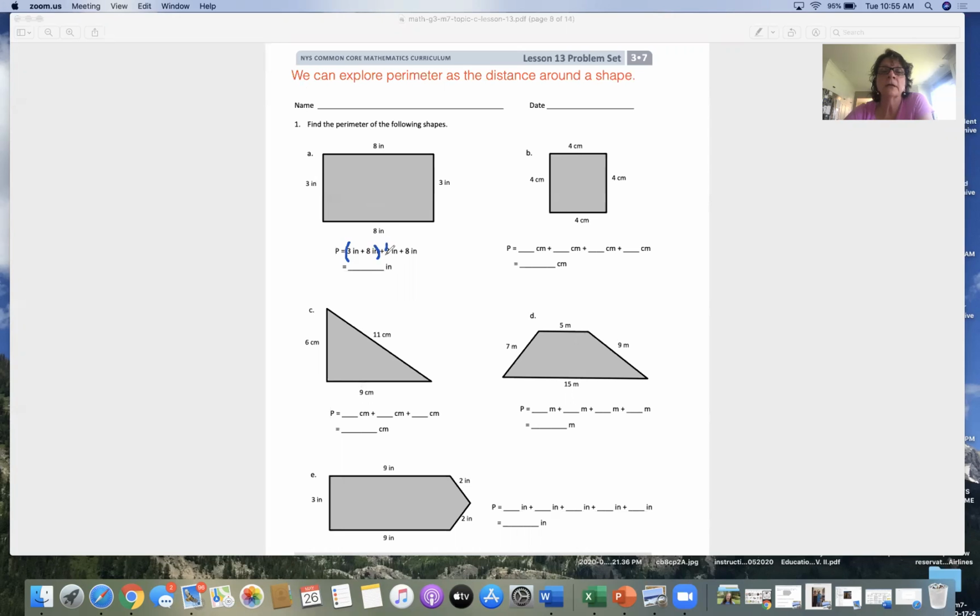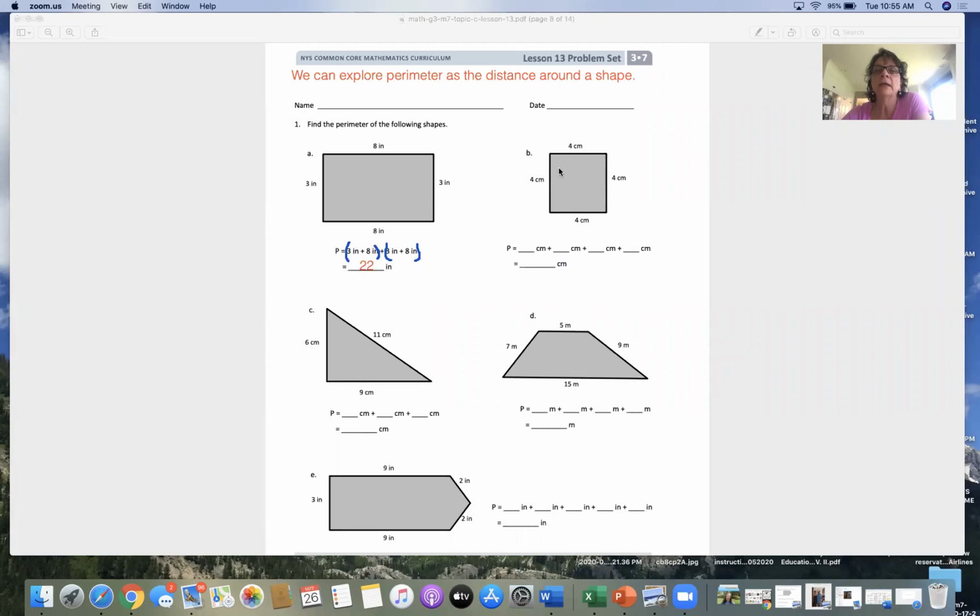Now, I've showed you how Mrs. Reed's mind is working. And 3 inches plus 8 inches gives me 11 inches. And then 3 inches plus 8 inches gives me 11 inches again. And 11 plus 11 would give me 22. So the perimeter of our first shape is 22 inches. Notice all of my numbers are dressed up. So dressing up your numbers is really important with perimeter, just like it was for area.